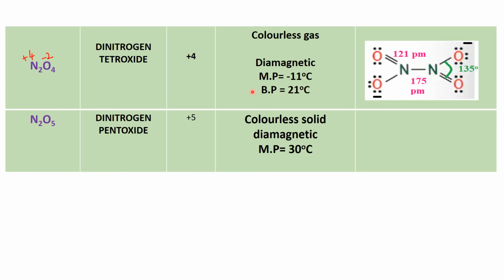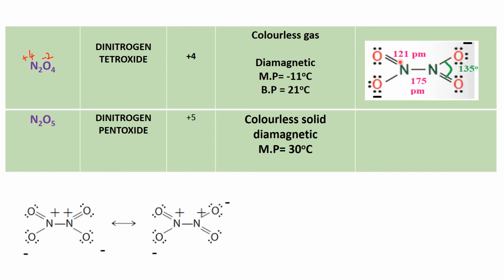It has a planar molecule structure. Here the nitrogen-nitrogen distance is 175 picometer, and the oxygen-nitrogen-oxygen bond angle is 135 degree, and the nitrogen-oxygen bond length is 121 picometer. It shows two resonance structures, that is nitrogen with positive charge and two oxygen with negative charges. One is in the cis position and the other is in the trans position.